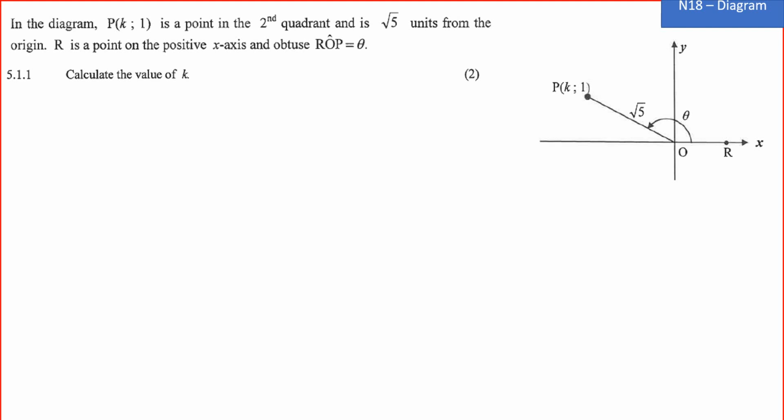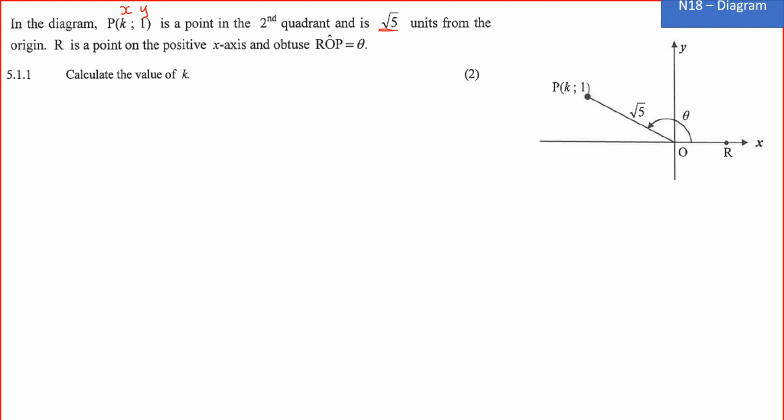Looking at our first question, it says in a diagram, P(k; 1), so remember that represents x, the x value is k and the y value is 1, is a point in the second quadrant and is root 5 units from the origin, and you can see that in the diagram, which means that our radius here is root 5. R is a point on the positive x-axis. An obtuse angle ROP is equal to theta. So if we look at our diagram, that is indicated for us.